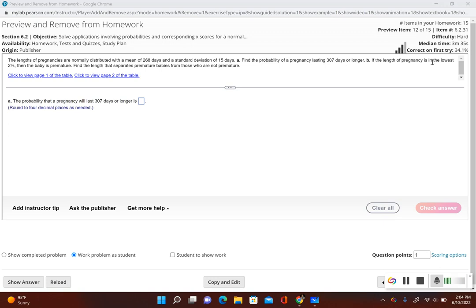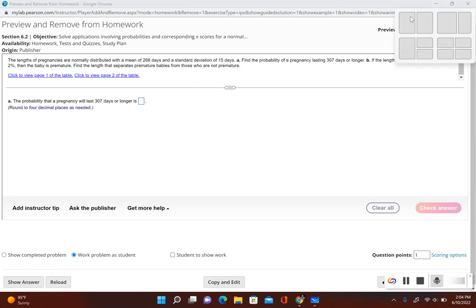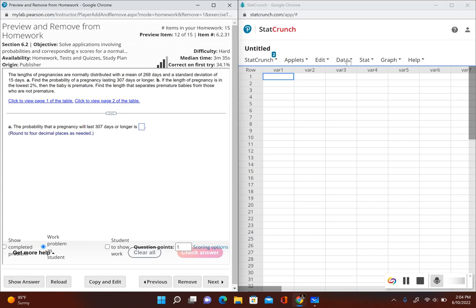If the length of the pregnancy is in the lowest 2%, then the baby is premature. Find the length that separates premature babies from those who are not premature. So for part A, essentially the same thing that we've been doing with the other examples I showed you. Part B is a little bit different. So we'll take a look at both parts A and B.